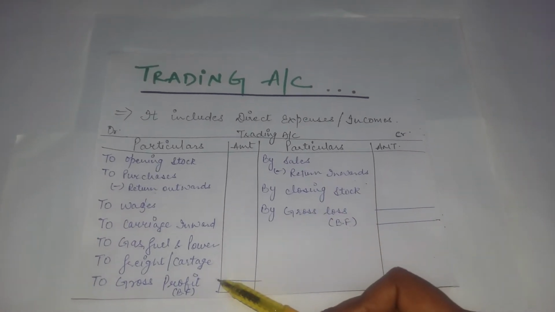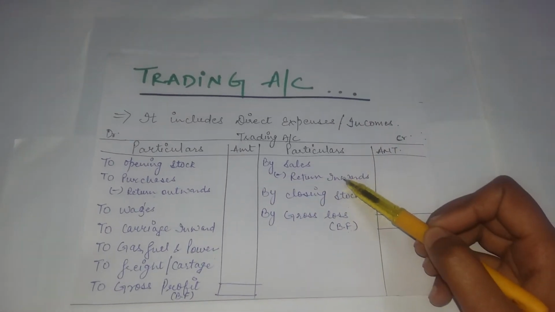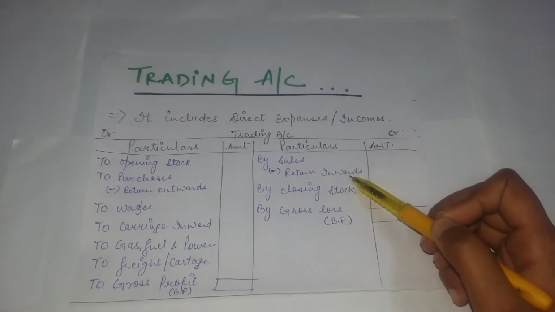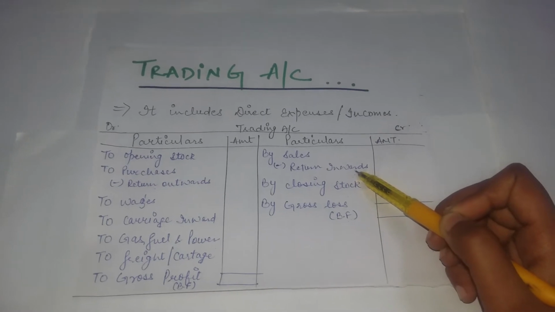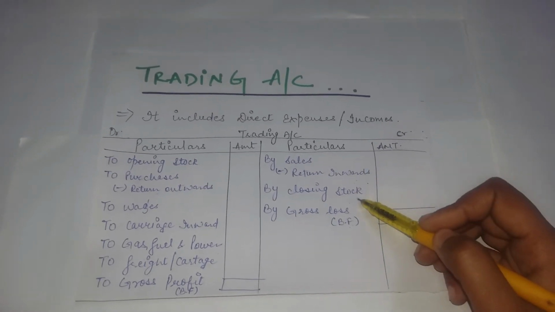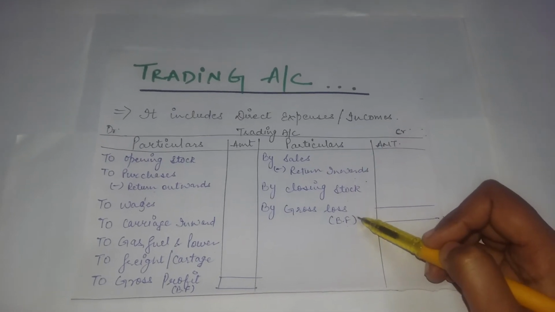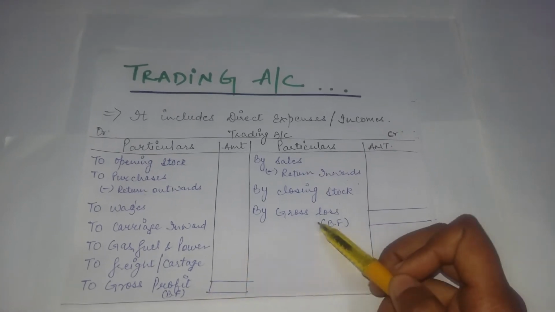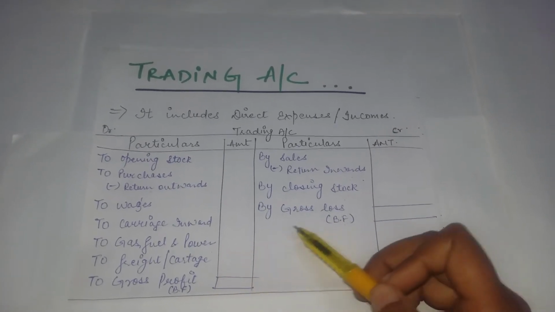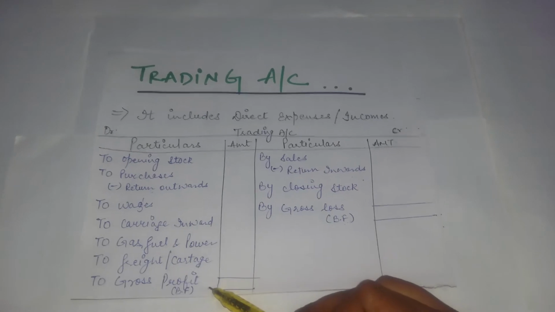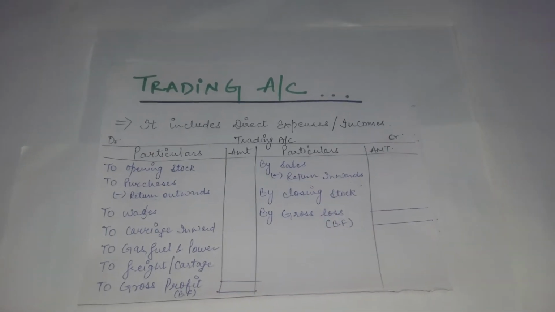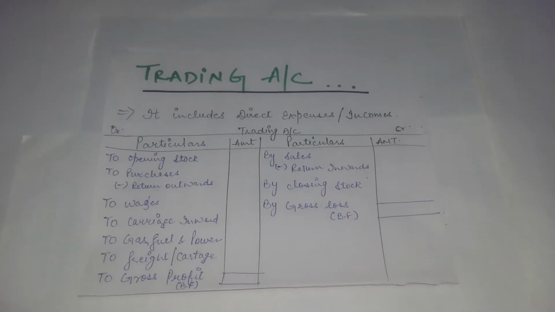Your gross profit, right? On the credit side you have sales minus return inwards. Return inwards here means your sales returns, closing stock and gross loss. Here, what are gross loss and gross profit? It is your balancing figure, and this gross loss and gross profit will be shifted to your P&L account.